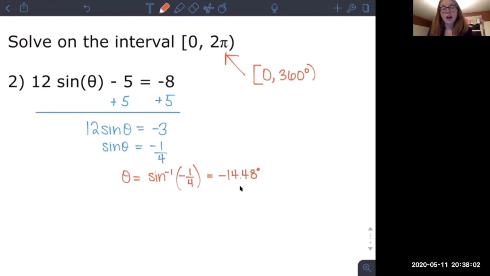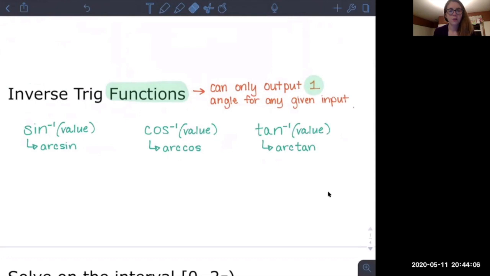Before we go any further, I need to talk a little bit about why, in this case, our calculator gave us a negative answer that falls outside of our solution interval, whereas in the first equation, the answer that our calculator got did fall within the solution interval, so we could use it and then find one more answer. The whole reason behind this lies in the way that inverse trig functions are defined. The rule is that all three inverse functions, sine inverse, cosine inverse, tangent inverse, which are also called arcsine, arccosine, and arctangent, those are just two different notations that mean the exact same thing.